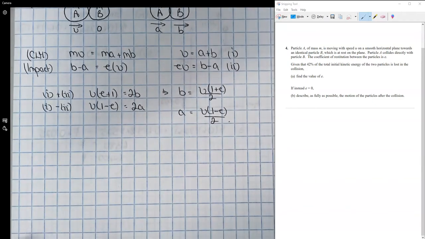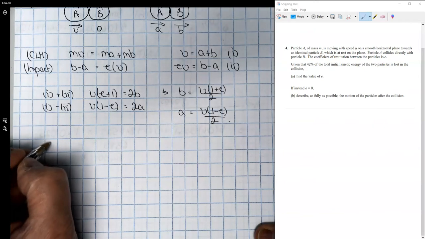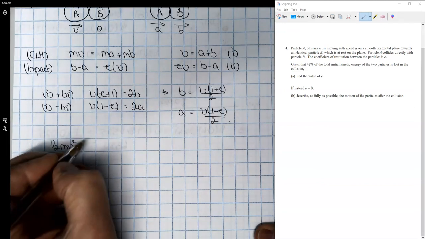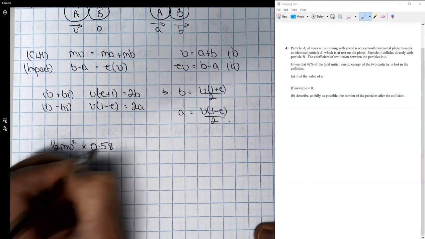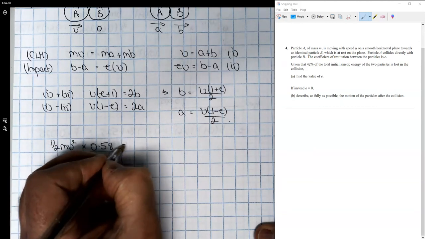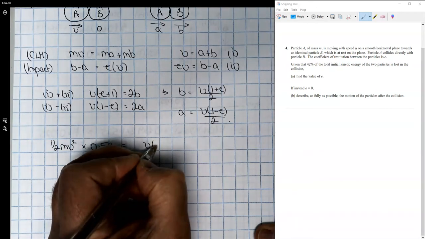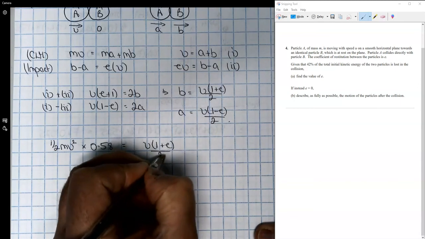Okay, so I've got a and b in terms of u, and I'm told that it loses 42% of its kinetic energy. So we've got kinetic energy at the beginning times 0.58, because it's lost 42%, equals kinetic energy at the end. 1 plus e over 2 squared.